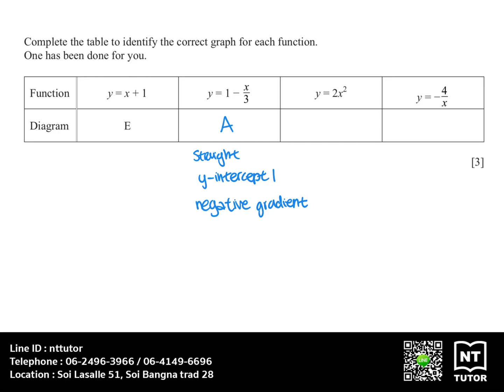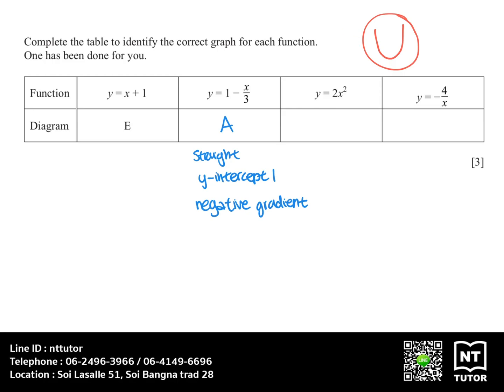If we look at the next one, we have y equals 2x squared. Whenever we have an x squared, we know that it's a parabola. It's either like this or like this. Since the coefficient of x squared is positive, it's going to be like this.